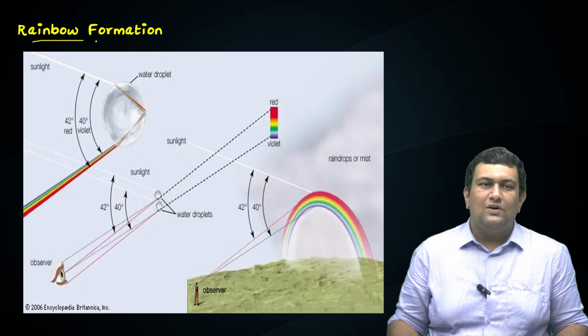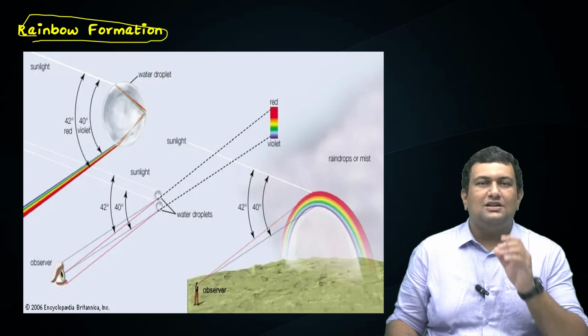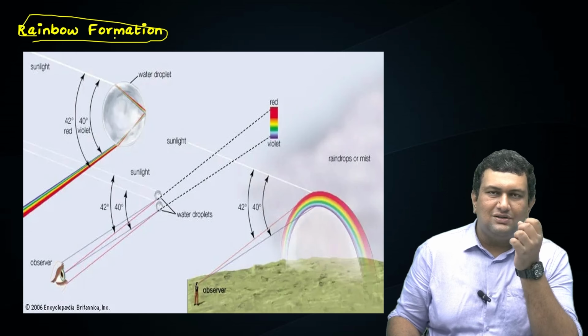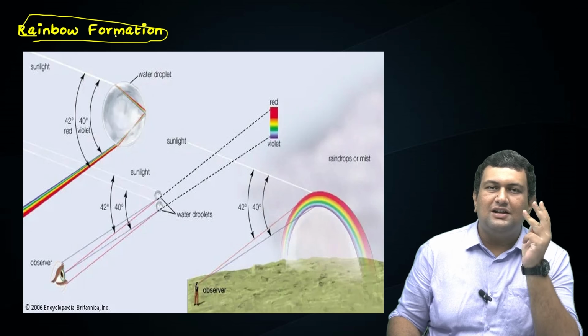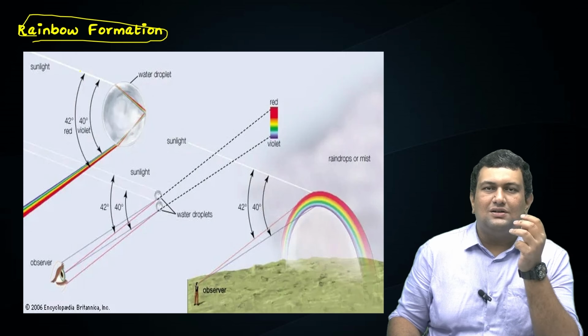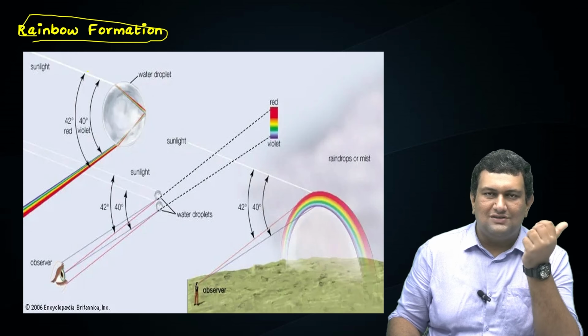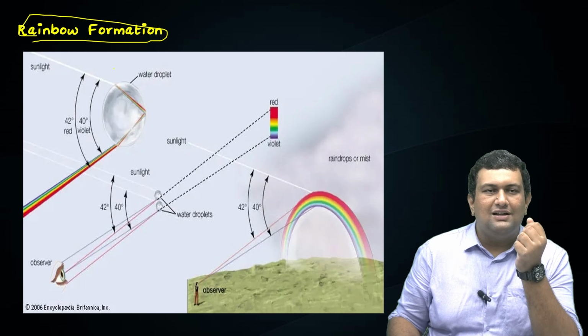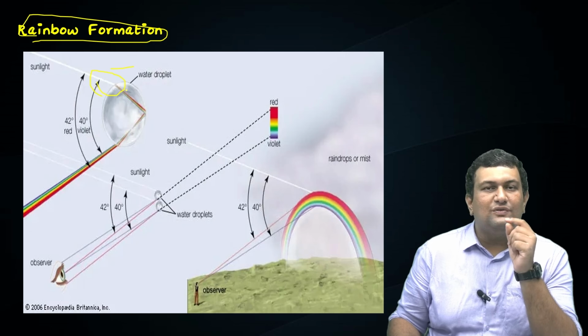Now we will see how rainbows are formed. There are actually three main phenomena associated with it. The first one is refraction of light, second one is dispersion of light, third one is internal reflection. So when the sunlight, which consists of the constituent colors, VIBGYOR, as we saw in the previous slide, enters from air to water medium, there is refraction of light, that is bending of light.